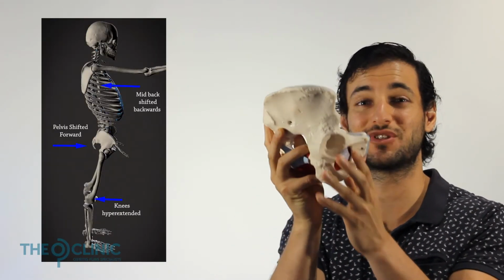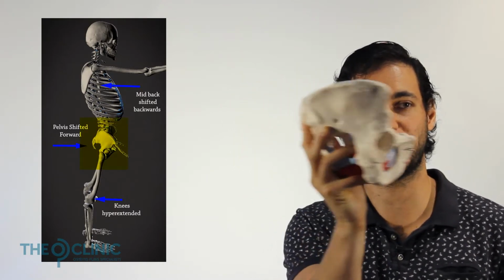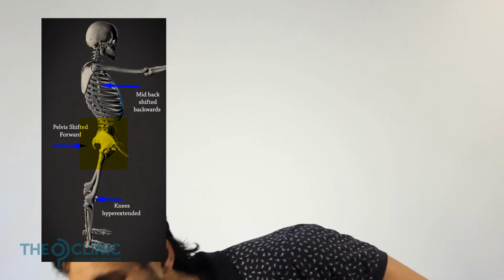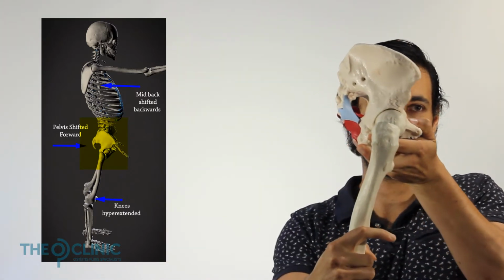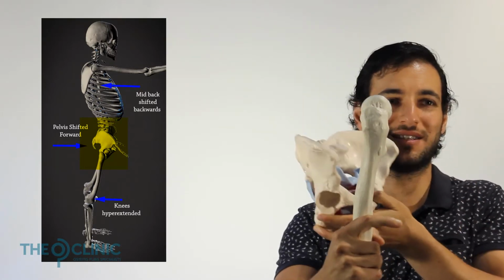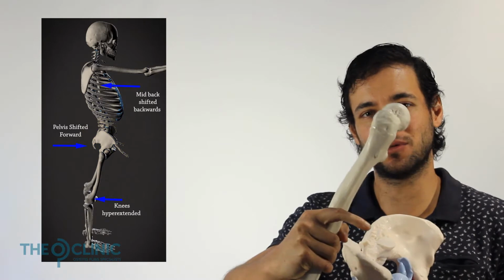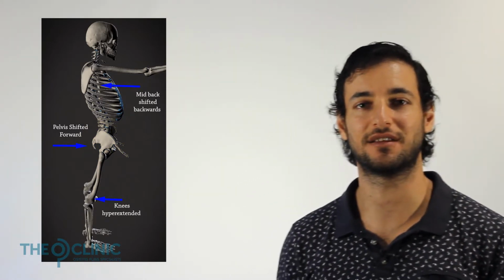In an anterior pelvic sway, we're going to see the opposite. You're going to see your pelvis actually just shift forward. So if I grab a femur here, normally you've got a nice straight line. In anterior pelvic sway, the pelvis has moved forward, so now the femur is relatively back and kind of angled away from the pelvis as opposed to being straight down underneath it.